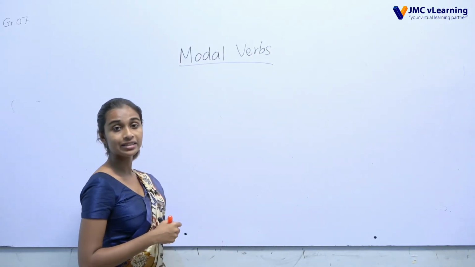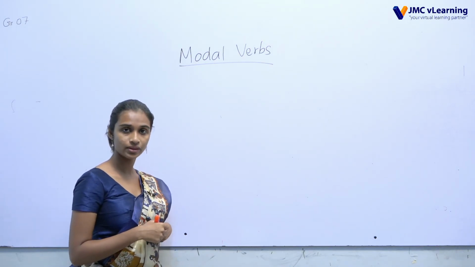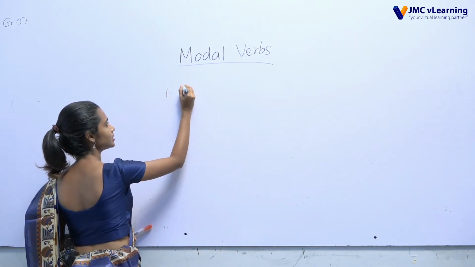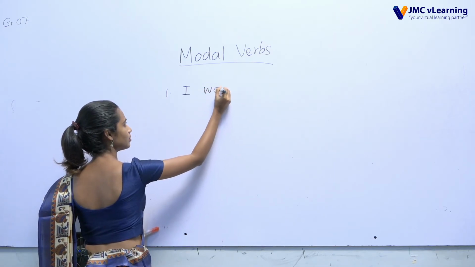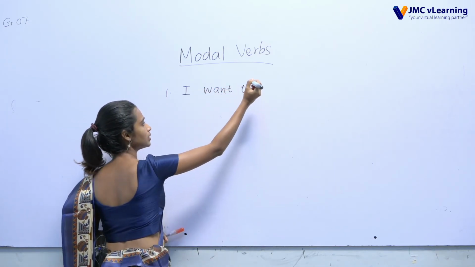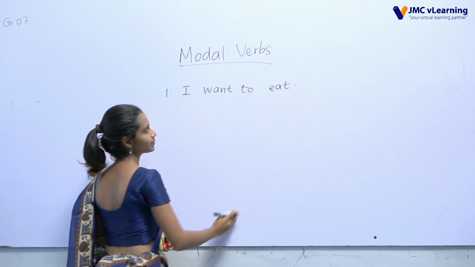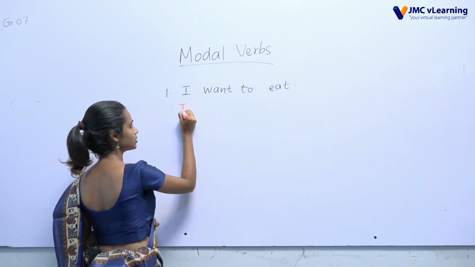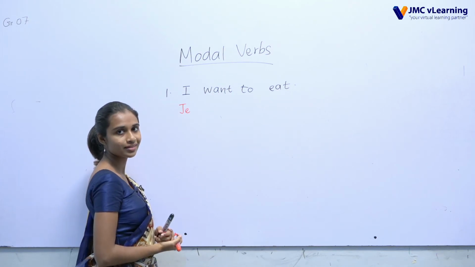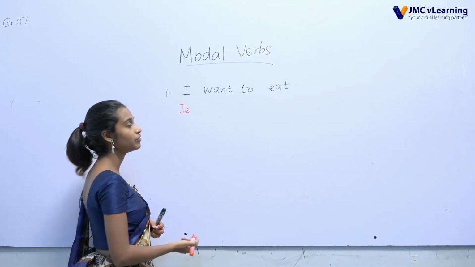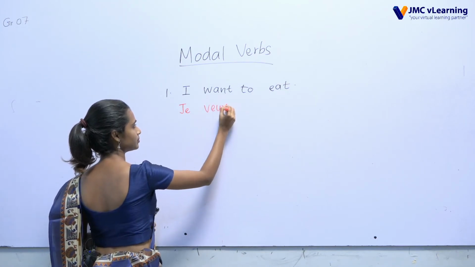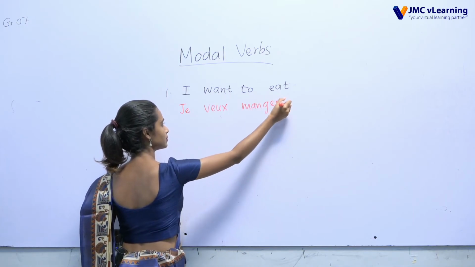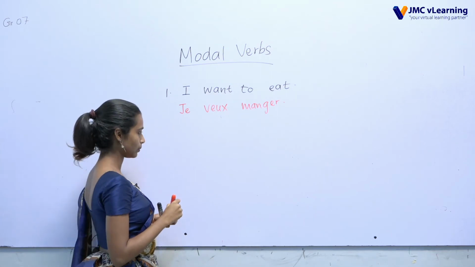Now, let's make some sentences using the modal verbs. Okay. First sentence: I want to eat. How do you say I in French? Je. Want or need, how do you say that? Veux. To eat, you say manger. Right? Okay.